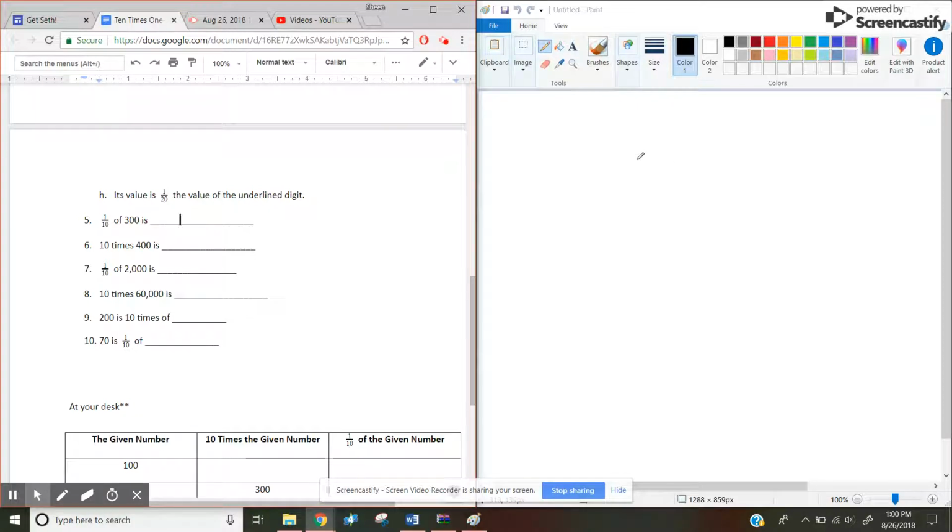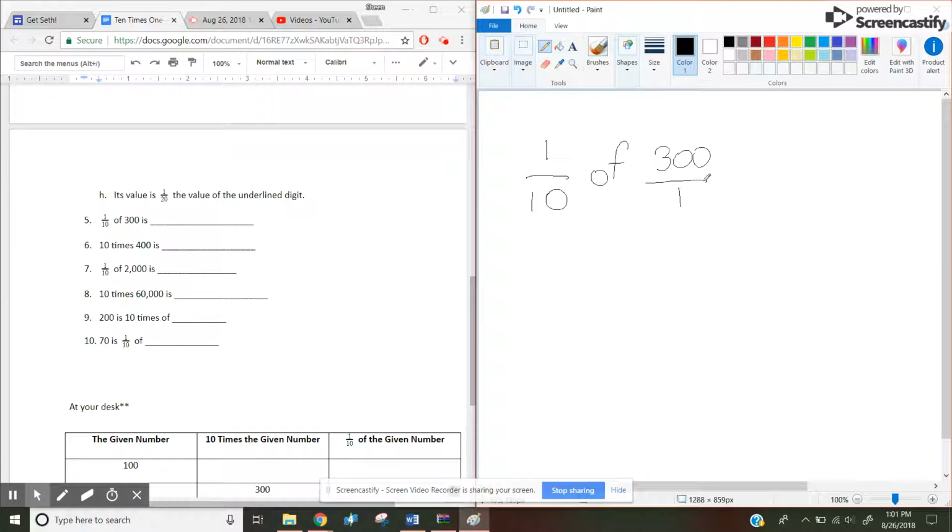So I'm going to write that down on Paint. 1/10 of 300 is blank. In this one, I'm going to put the division sign. 300 divided by 1. 300 divided by 1 is again the same thing, which is 300. So it would still make sense even if I don't have divided by 1, right? 300 divided by 1 is still 300.